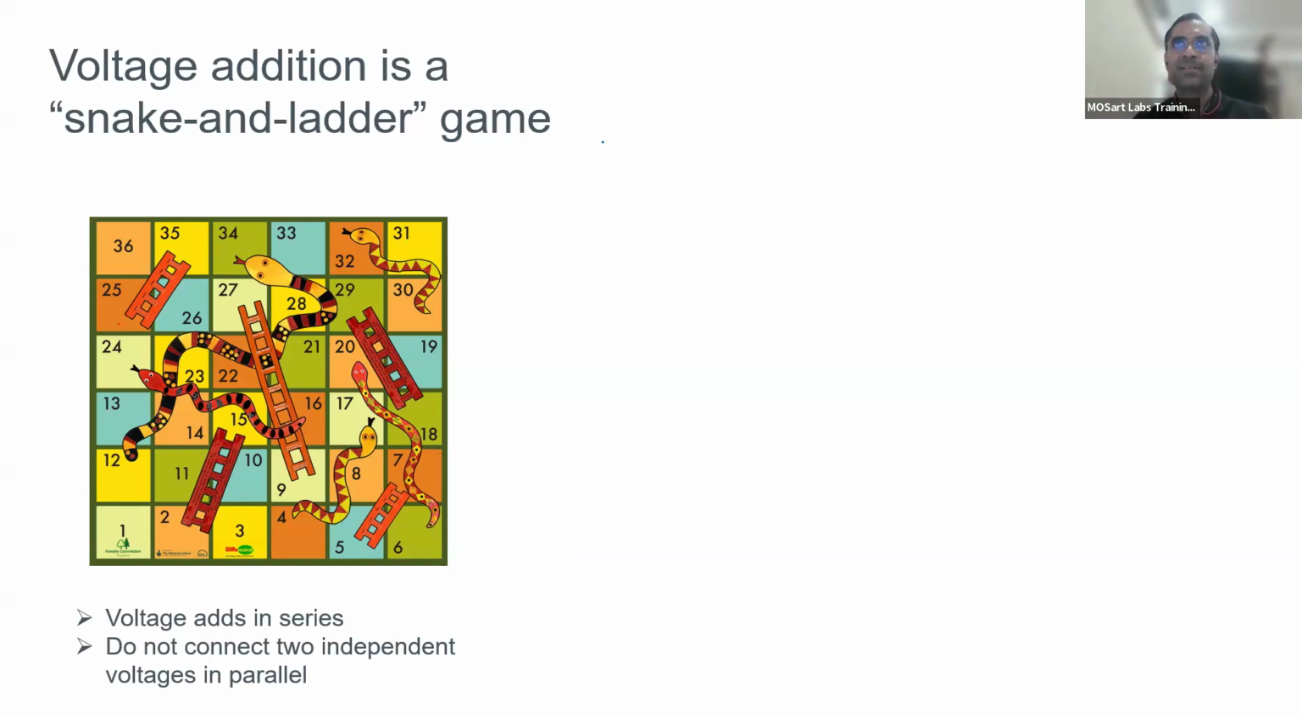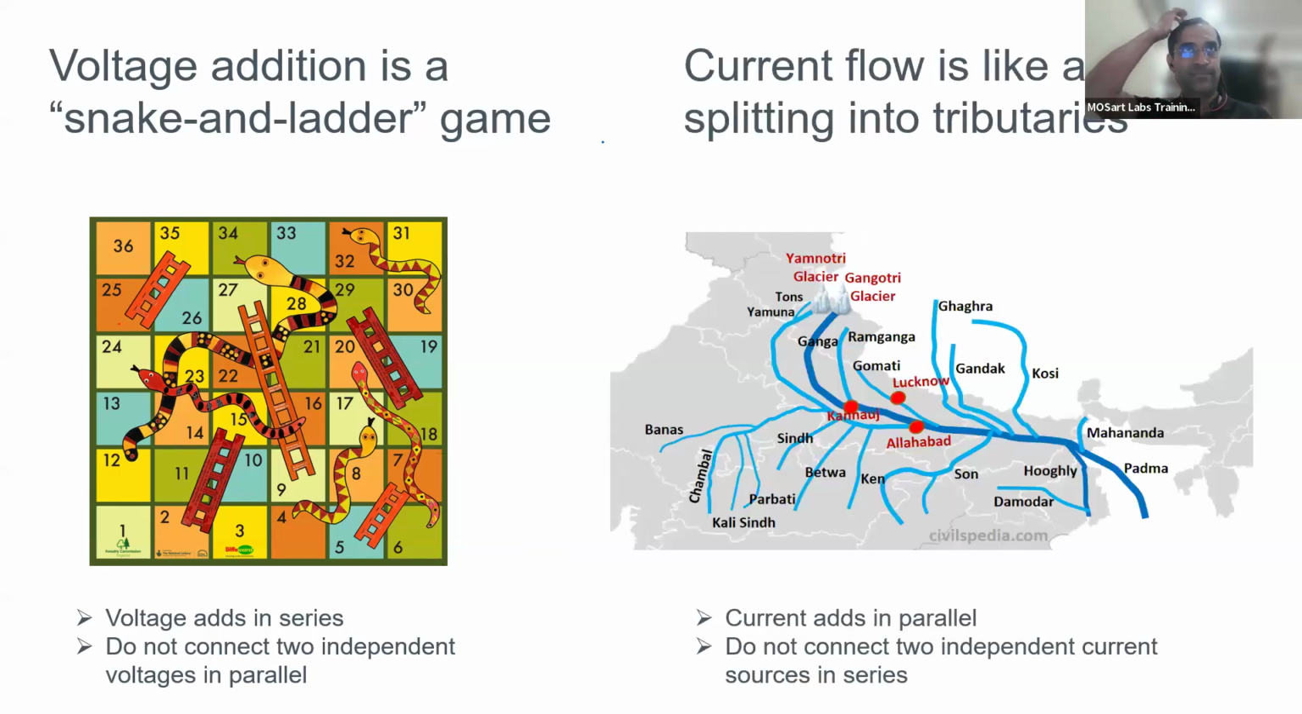Now, what about current flow? Current flow is like a river flow, a river splitting into tributaries. This is our classic example: if you look at the river Ganga, you have the Ganga river coming in, and a lot of small tributaries come and join, and they become a big river.